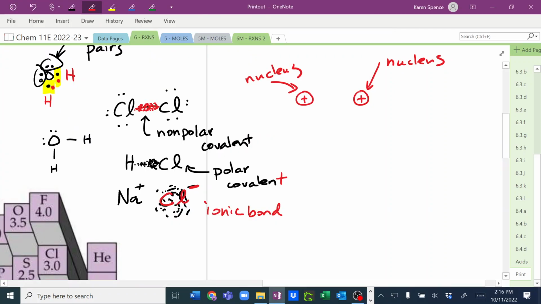So we have a nucleus and a nucleus, and in between them we have some shared electrons, yes? What does the positive nucleus do to the shared electrons? It attracts, right? So I've got the positive nucleus attracting to each of these shared electrons. So a covalent bond is the attractive force between the nuclei and the shared electrons.